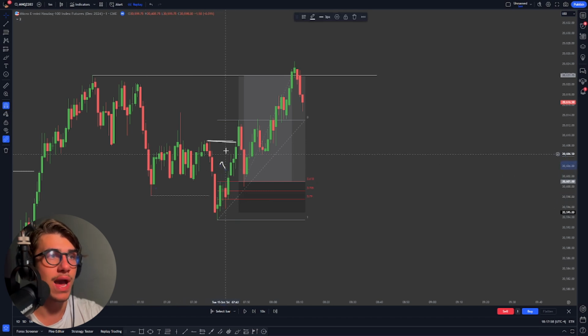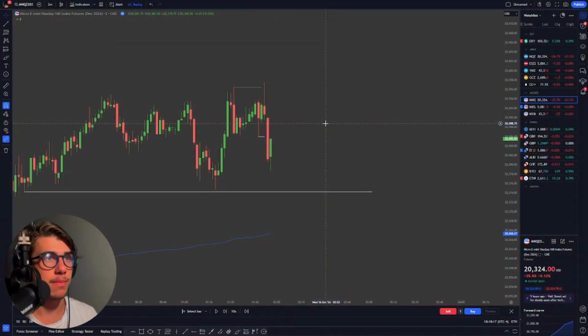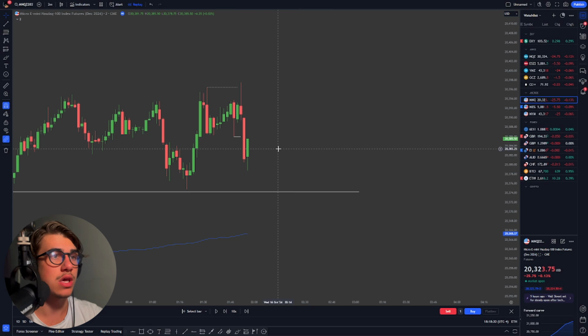Now, we did also have a lot of confluences for targets. Again, we had a very, very obvious swing high here, and then we had these triple equal highs here acting as a lot of liquidity. Now let me show you here the second example of this very same strategy. We use the exact same analogy.